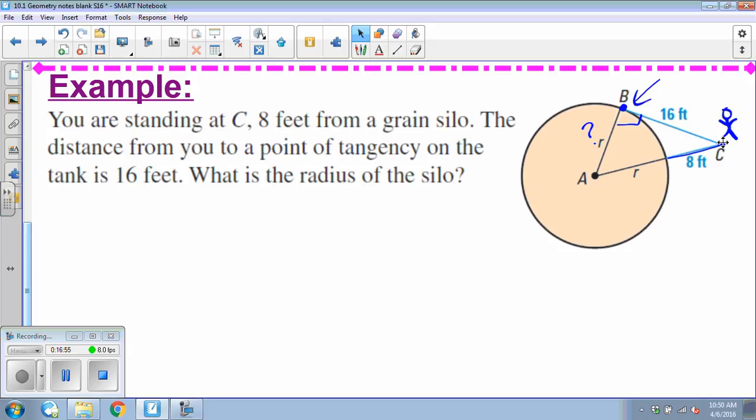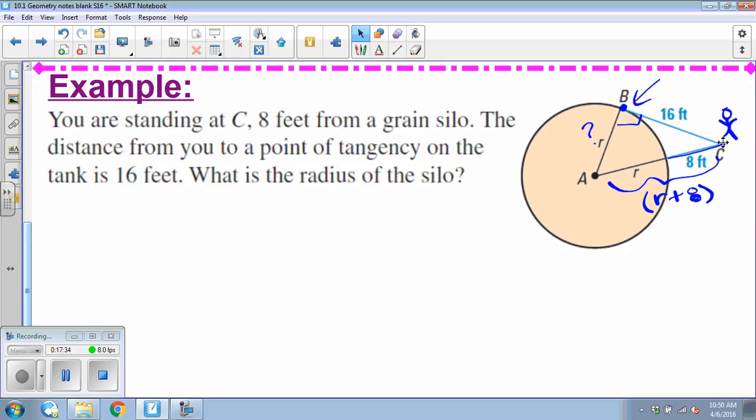So, this one leg is R, my other leg is 16. What's my hypotenuse? 8 plus R plus 8. R plus 8. Okay, so you're going to say R squared plus 16 squared equals R plus 8 quantity squared. Yes, go ahead, do that now. Okay, so yes, you have to do it. R squared plus 16 squared equals R plus 8 squared.